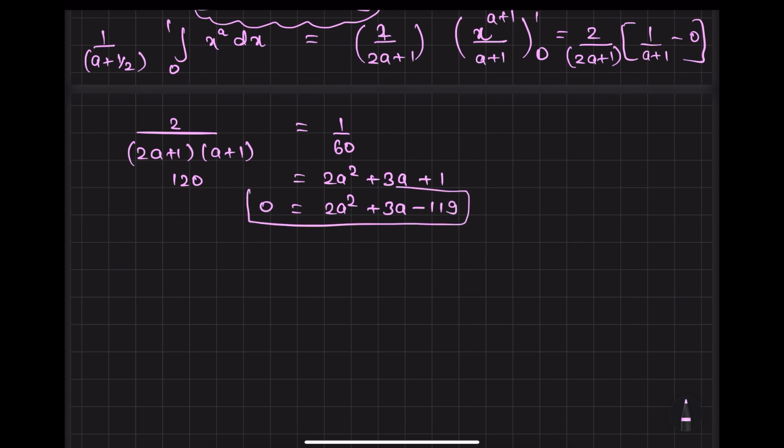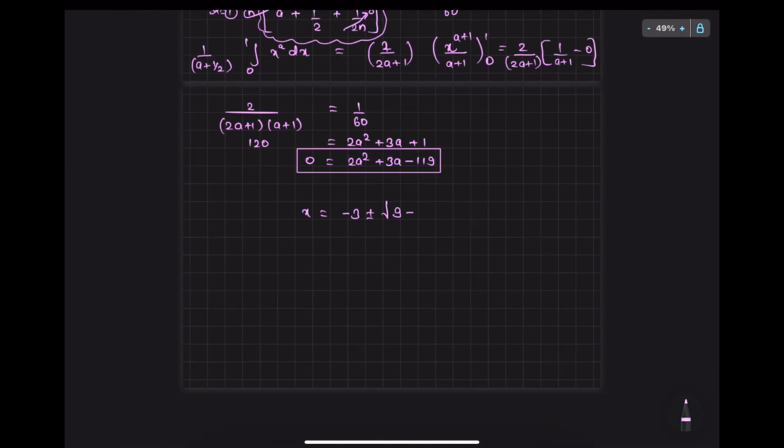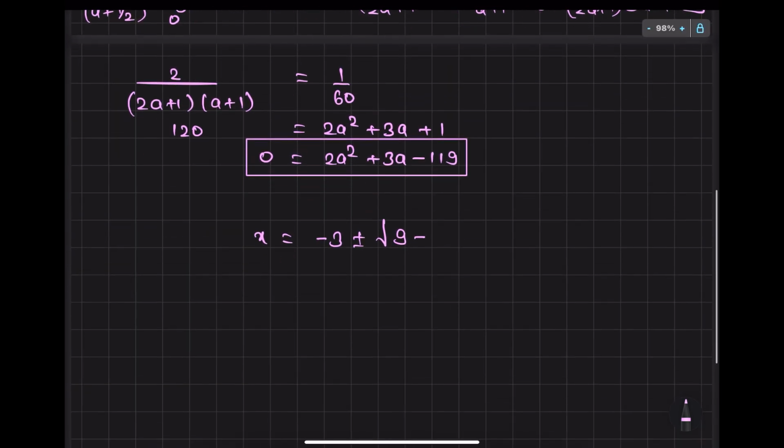Now to find the value of a, you have to do the factorization, or you have to apply the Sridharacharya rule, which says it is minus b plus or minus root over b square minus 4ac. 2 into 4 is 8, and 8 times minus 119, so minus minus will become plus, so 8 times 119 is 952. Okay, 8 ones are 8, so you will have 961. So you got this by 2a, 2a is 4. I hope till this part you are comfortable.